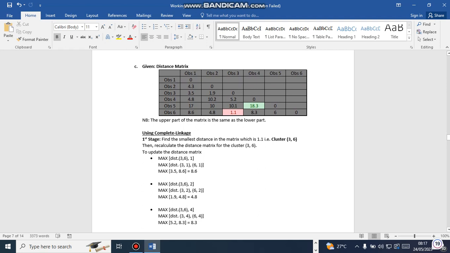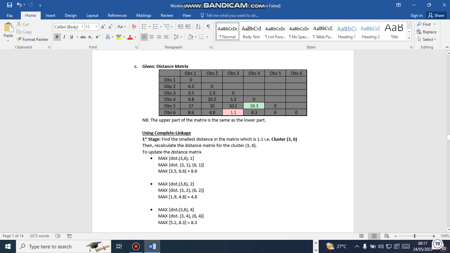So we start from 1. We have 3 and 1, 6 and 1. For 3 and 1, we have 3.5. For 6 and 1, we have 8.6. From there, we pick the highest number here, which is 8.6.